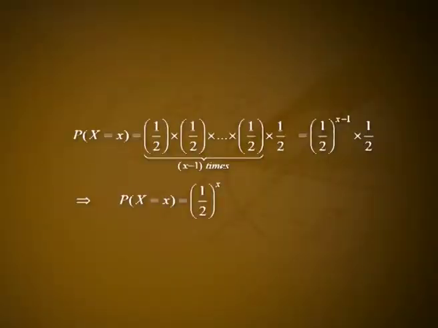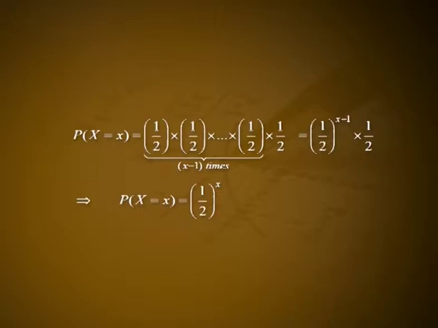X denotes the number of tosses required until an odd number appears. Hence, P of capital X equal to small x is equal to P of the first x minus 1 trials resulting in an even number and the x-th trial resulting in an odd number. Since trials are independent, we get P of capital X equal to small x is equal to 1 by 2 into 1 by 2 into etc.